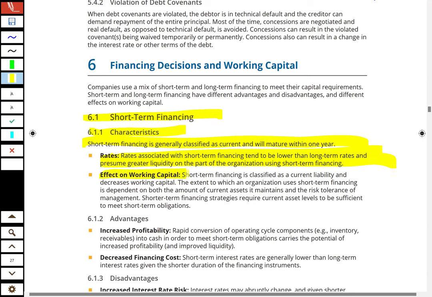So the effect on working capital: short-term financing is classified as a current liability and decreases the working capital. Okay, so if you need to flashcard that, you can.